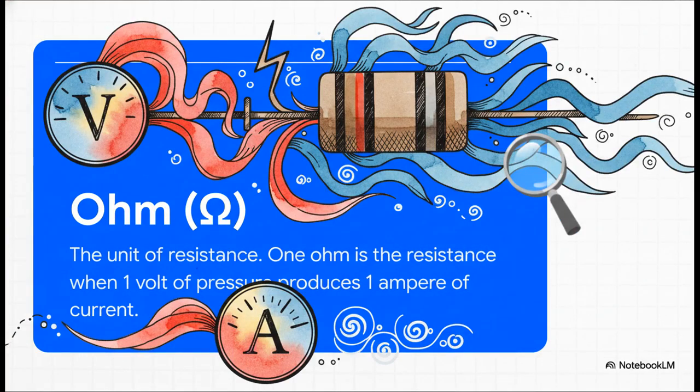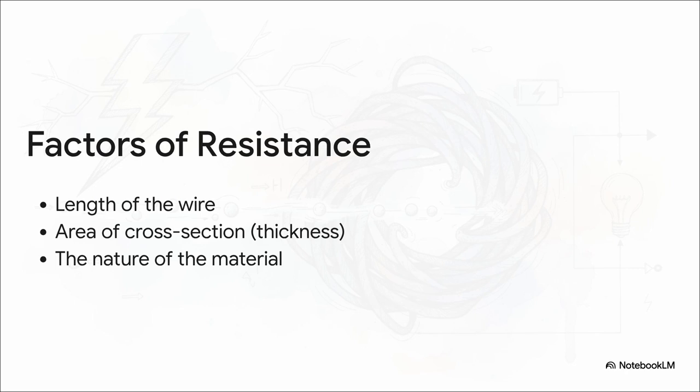The unit we use for resistance is the ohm, which is represented by that Greek letter omega. And I love its definition because it ties everything we've learned together so perfectly. 1 ohm is the exact amount of resistance that will let 1 amp of current flow when it's being pushed by 1 volt of pressure. See? It all connects.